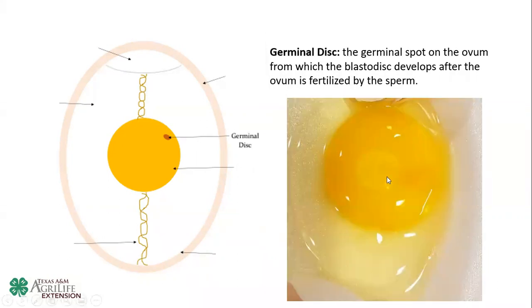And then finally we have the germinal disc. This is actually where the embryo starts. You can kind of see here this lighter circle right here. This is the germinal disc. This egg was actually in an incubator for a day, so it had time to get just a little bit bigger. But basically the embryo starts out in this little bitty cell and then grows up into a baby chick.